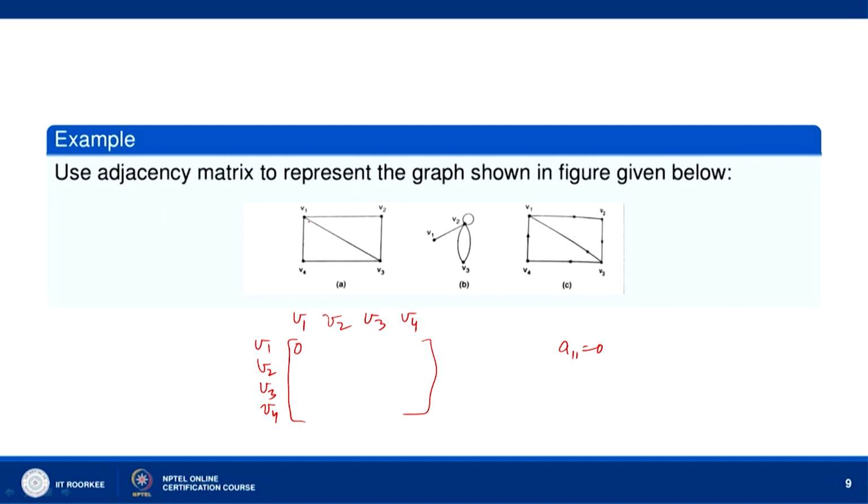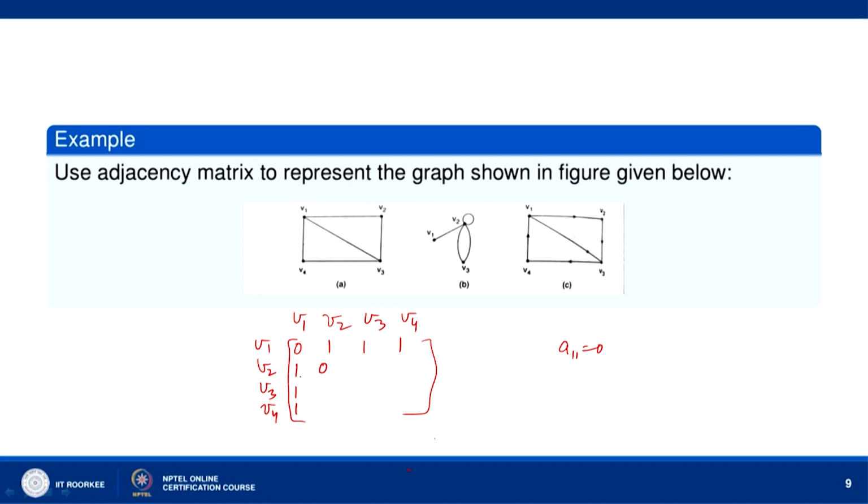A12: v1 is connected to v2. There is an edge between v1 and v2, so A12 is equal to 1. Then v1 and v3 are joined, so A13 is equal to 1. Then v1 and v4, there is also an edge between v1 and v4, so this is equal to 1. A21 is also equal to 1, and moreover this matrix is symmetric, so the first row will be the same as the first column. So, we can write like this.